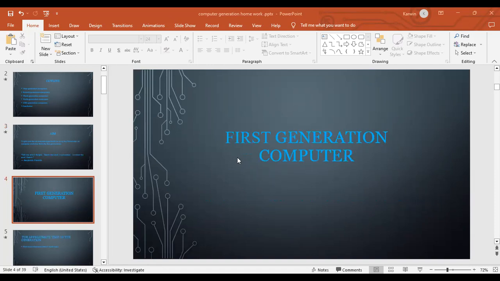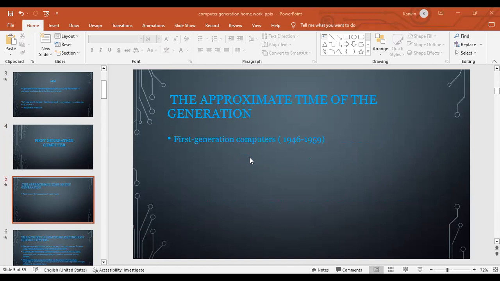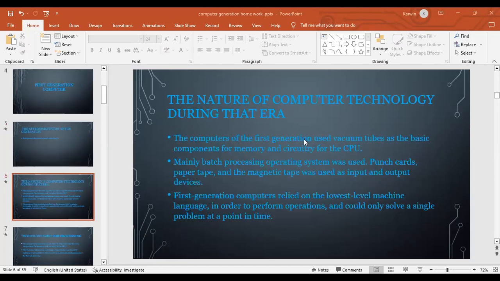So we'll be talking about the first generation of computers. They were created from 1946 to 1959. The nature of computer technology during this era: the computers of the first generation used vacuum tubes as the basic components for memory and circuitry in the CPU. Mainly a batch processing operating system was used. Punch cards, paper tape, and magnetic tape were used as input and output devices.